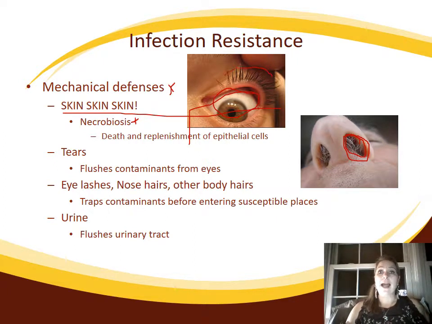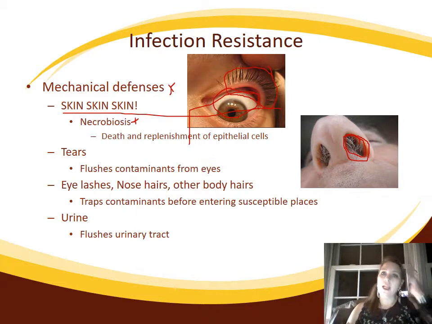Other cilia, like eyelashes, will do the same thing. It's going to catch a contaminant before it ends up in your eye. Sometimes. Anybody who's ever had anything in their eye knows that it doesn't work all the time. And then urine, which is going to flush out the urinary tract.